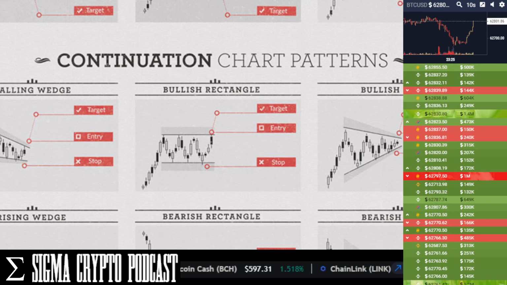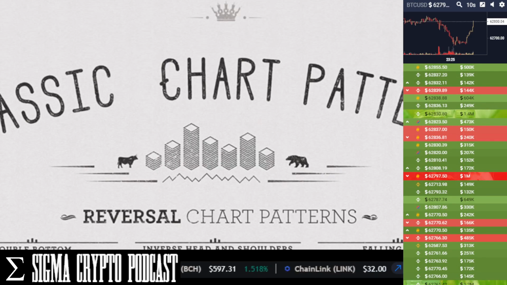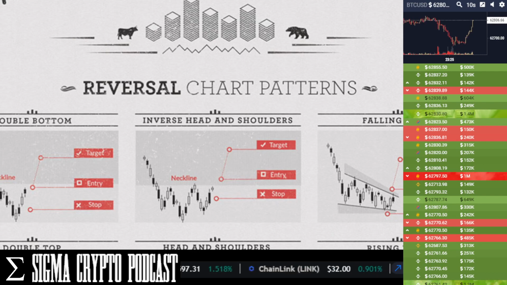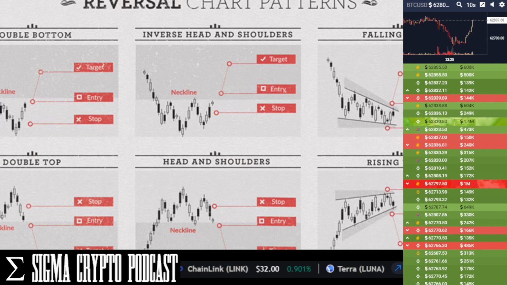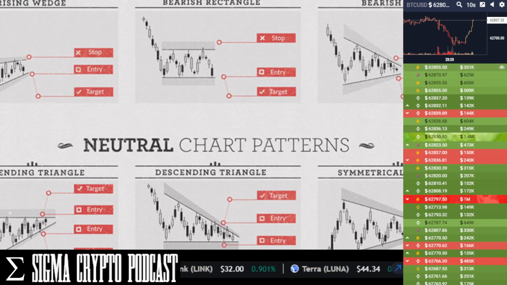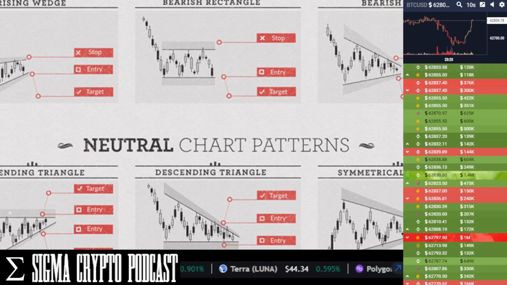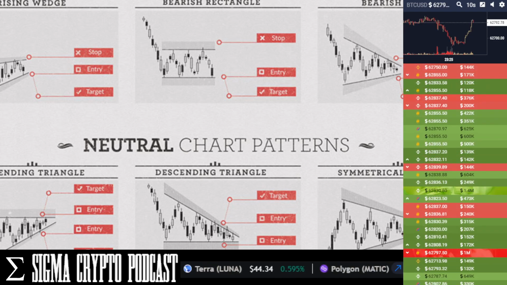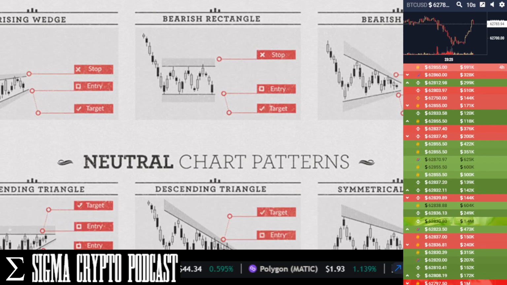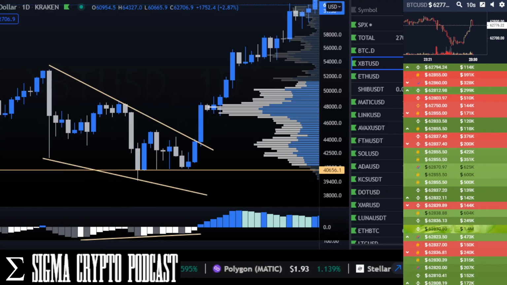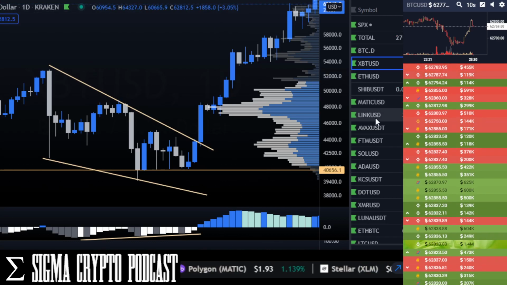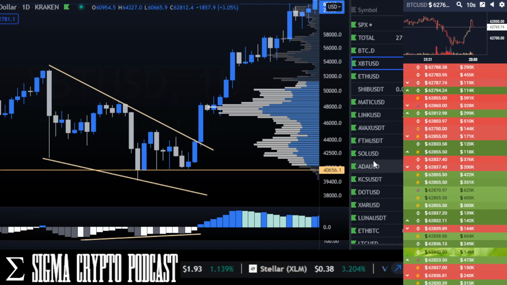So yeah, this is a good one, because it actually shows the different types of patterns. So you have reversal, continuation, and then neutral. A classic example of a neutral chart pattern would be the symmetrical triangle, and we can see a more recent example of that on Cardano. If I just pull it up here.